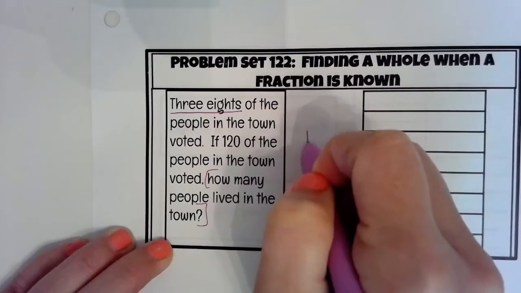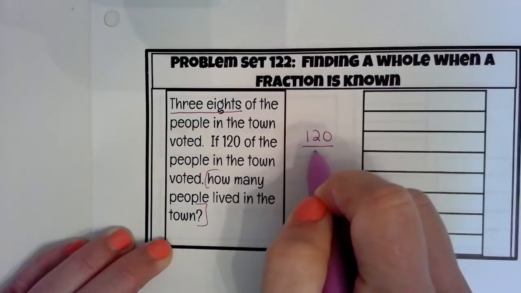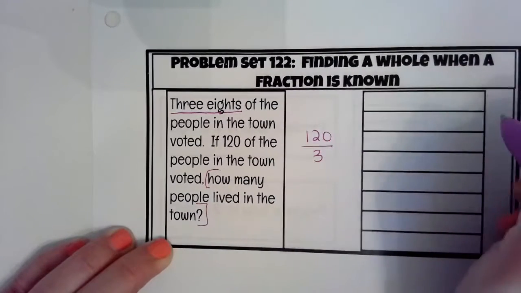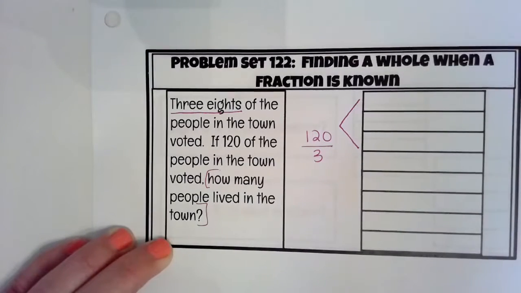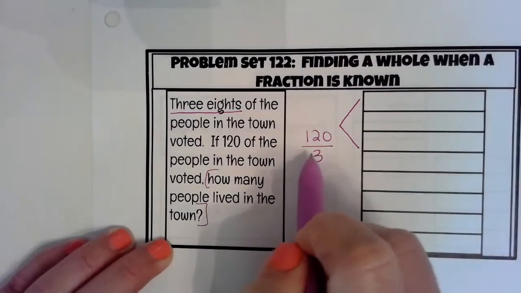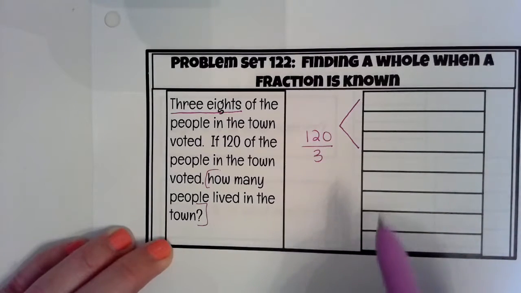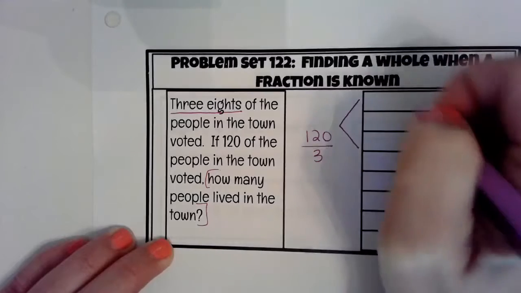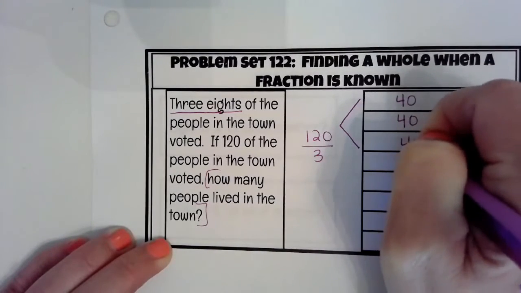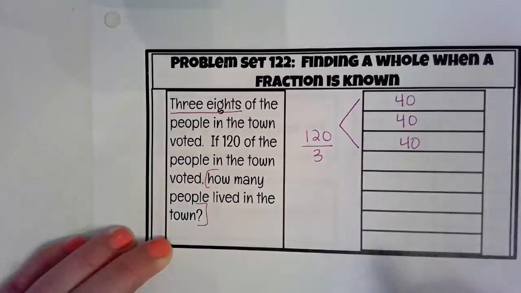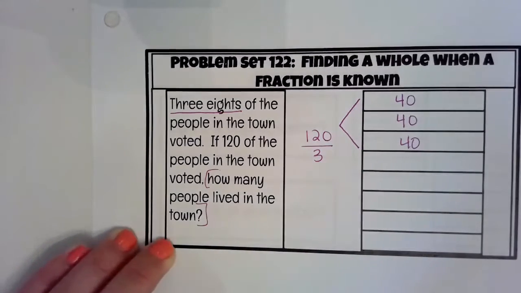Our number is 120, and we need to divide this by 3 parts, because it's saying that 3 of these parts total 120. Well, right off the bat, I see that that is like 12. 3 goes into 12 how many times? And then we add a 0. So we've got 40. 40, 40. Let's double check. Does that equal 120? 40, 80, 120. It sure does.